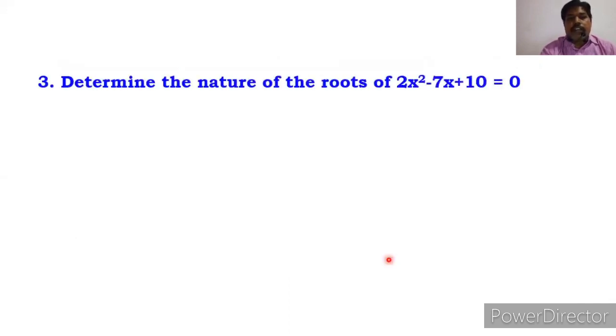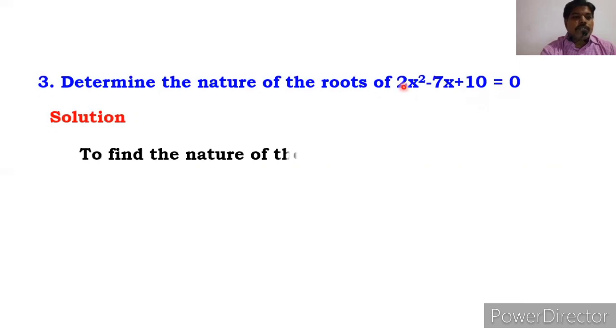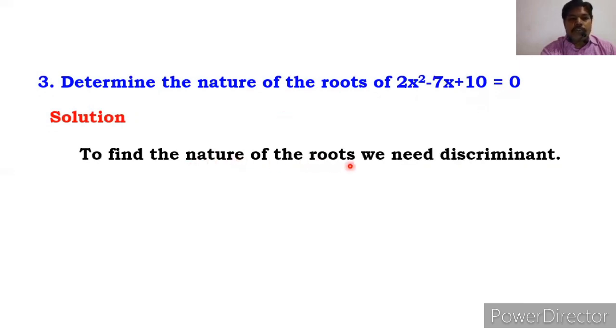So similarly, we can calculate one more problem. Determine the nature of the roots of 2x square minus 7x plus 10 is equal to 0. So what is this one? To find the nature of the roots, we need the discriminant. So first calculate the discriminant value here.